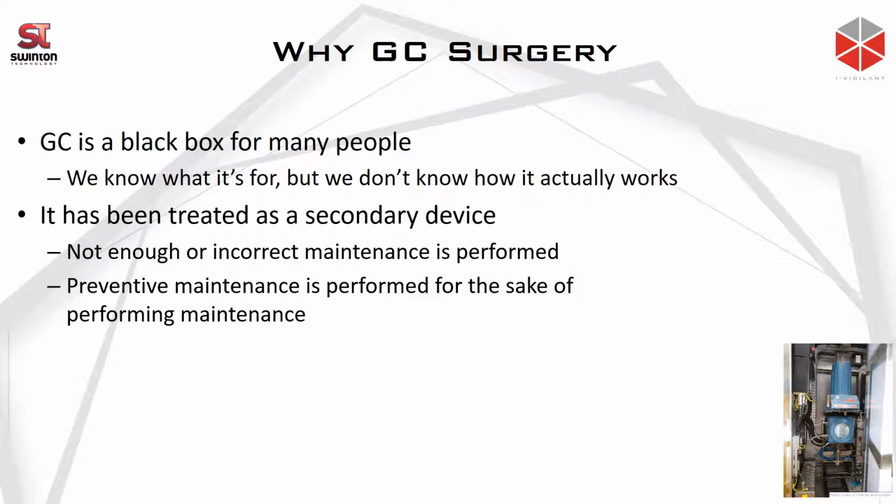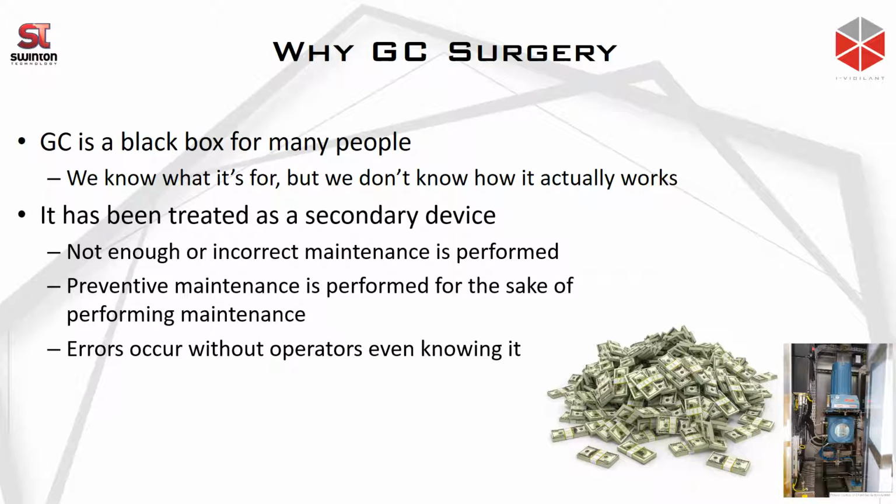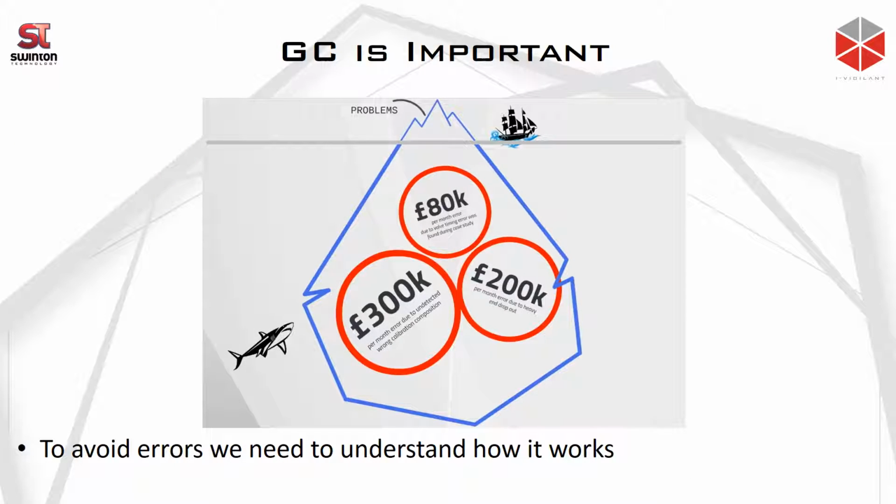And a lot of times preventive maintenance is performed just for the sake of performing maintenance. We do have some cases where some people actually know that their GC is faulty, but because they have a monthly maintenance scheduled on the GC, they do the maintenance anyway, because it's what has always been done before. So as a result, errors can occur in the GC without operators even knowing it, and the error can be really big. Here are some examples of how big the error can be.